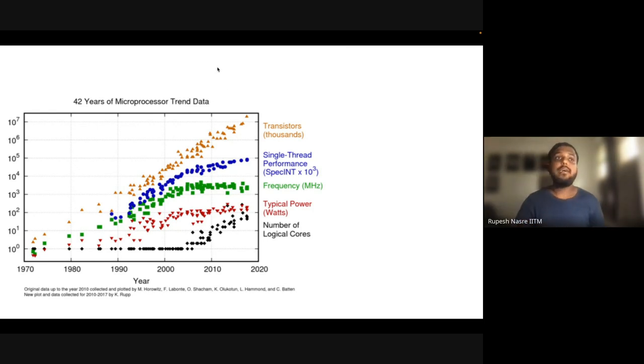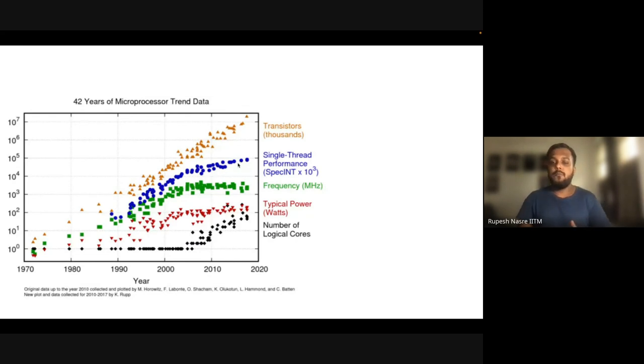In the graph, we can clearly observe that the number of transistors, single thread performance, and the frequencies kept on increasing with time. But you can see that by 2006, there was no room for increasing the frequency for practical purposes. Here I'm highlighting practical purposes. So what happened by this time we have to discuss to get more feel about why we need parallel programming.